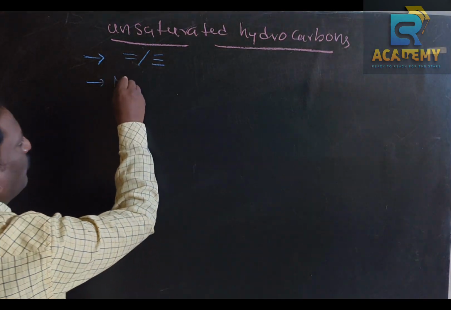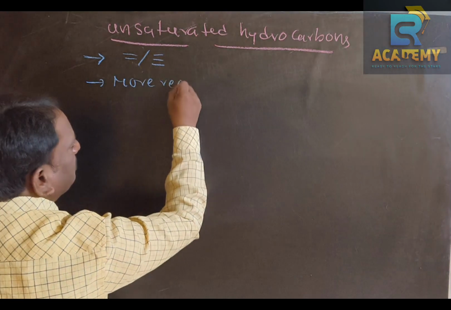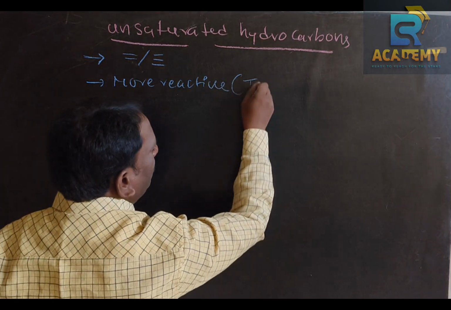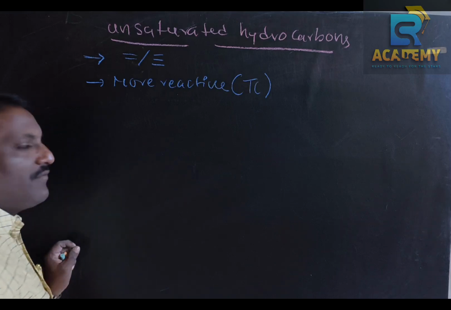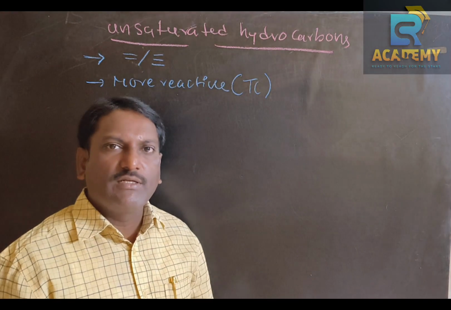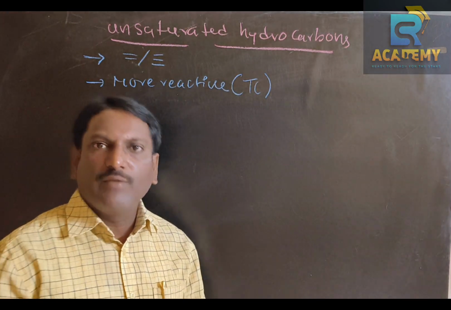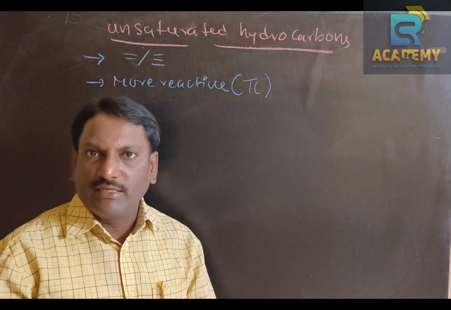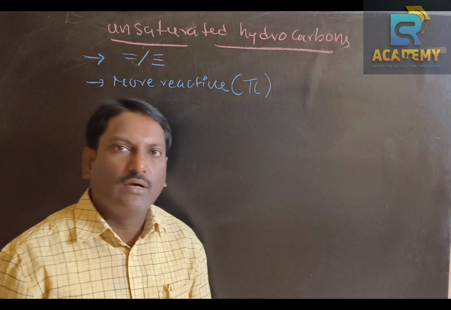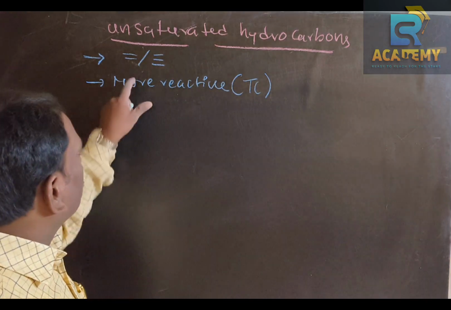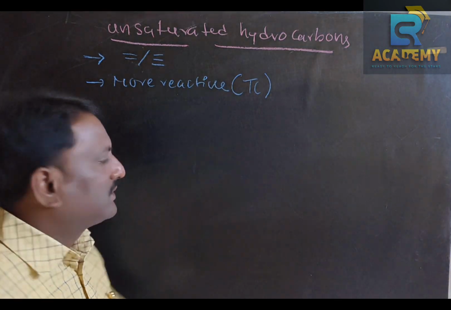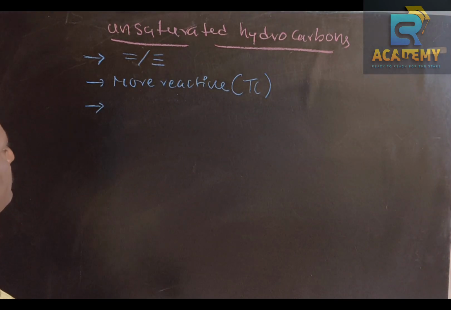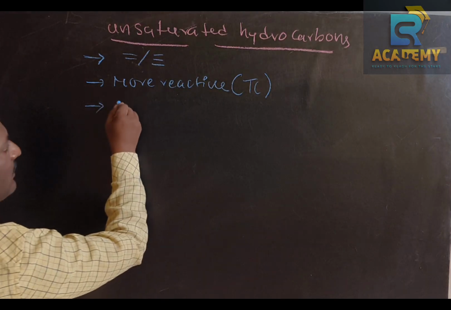They are more reactive due to the presence of pi bonds. In the case of unsaturated hydrocarbons, pi bonds are present, and pi bonds are unstable or weak bonds. So that's why they are ready to provide active centers to combine with or react with other reagents. So these are more reactive due to pi bonds. Next one. They are unstable.